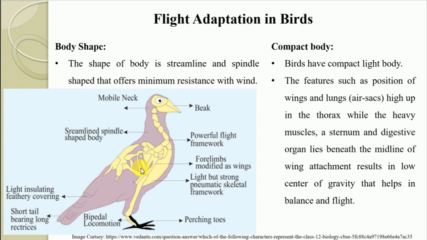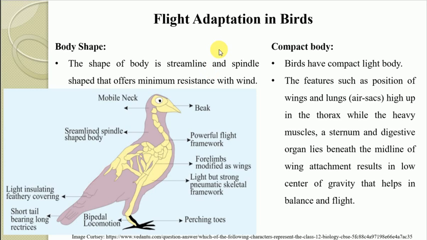So let's see one by one. First of all, the body shape. Now if you see the shape of the body of all the birds, it is almost streamline and spindle shaped. This streamline and spindle shape of the body offers minimum resistance with that of the air, and hence it helps during the flight to propel through the air.